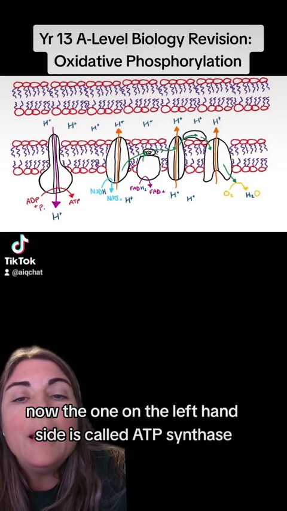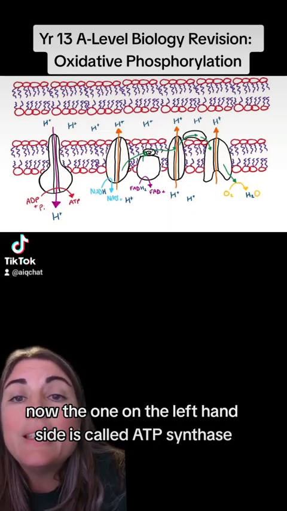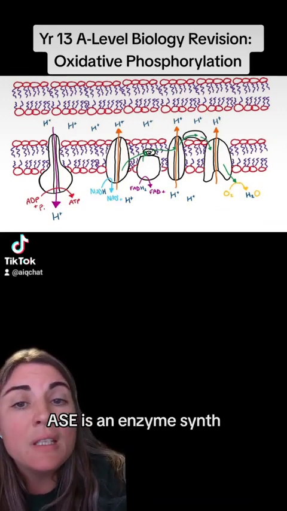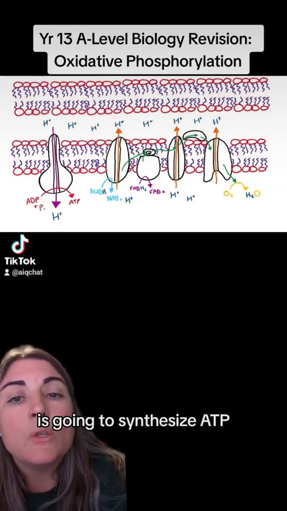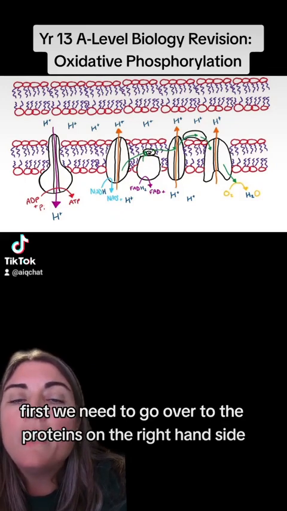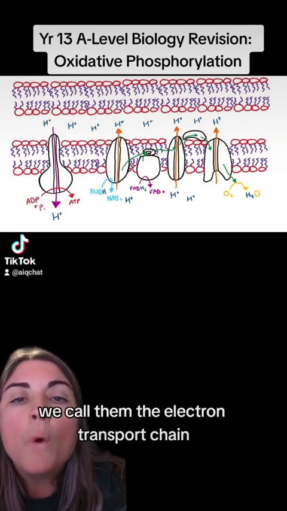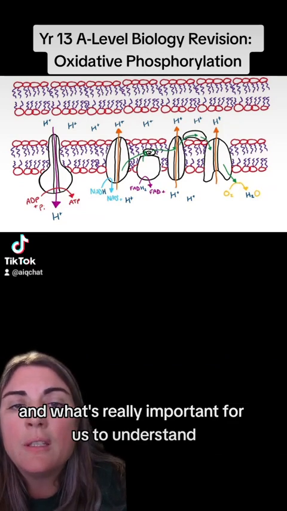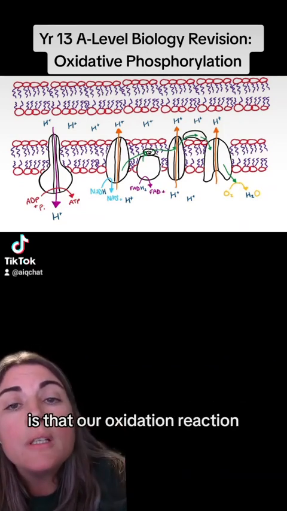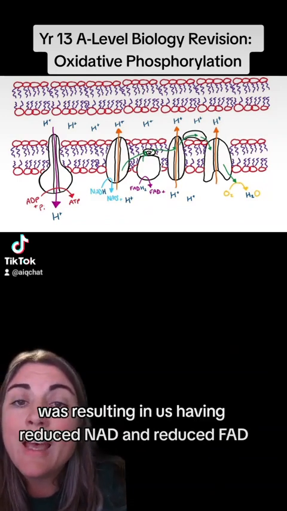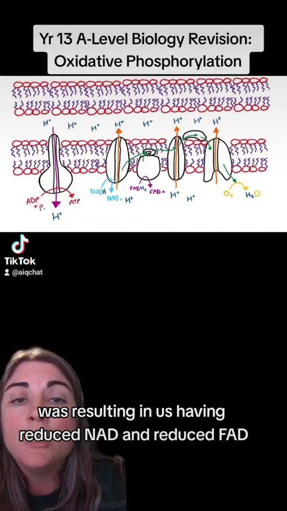Now, the one on the left-hand side is called ATP synthase. So ATP synthase, ase is an enzyme, synth to make, the synthesis, is going to synthesize ATP. But to be able to synthesize ATP, first, we need to go over to the proteins on the right-hand side. So you can see there's quite a few proteins. We call them the electron transport chain. And what's really important for us to understand is that our oxidation reaction that was happening before to the molecules was resulting in us having reduced NAD and reduced FAD.